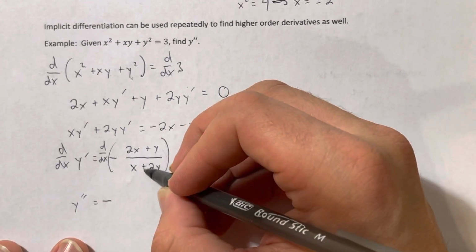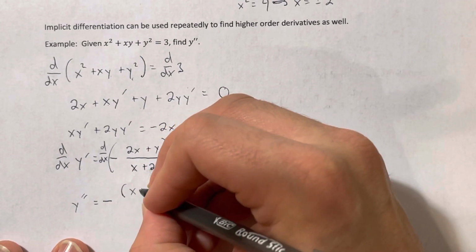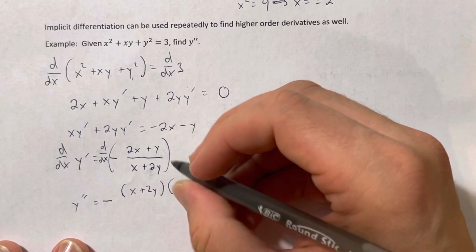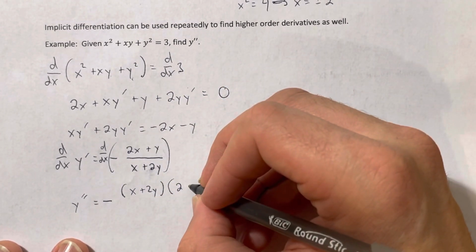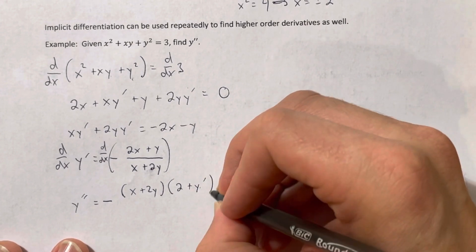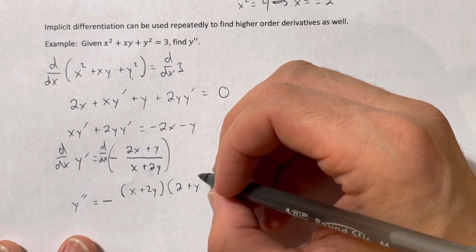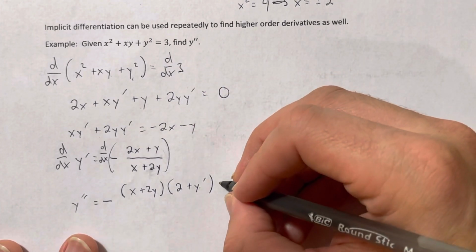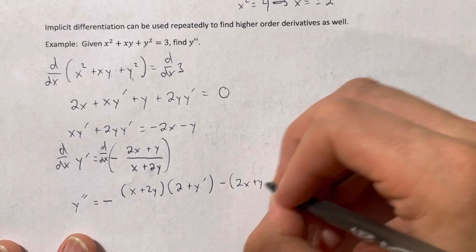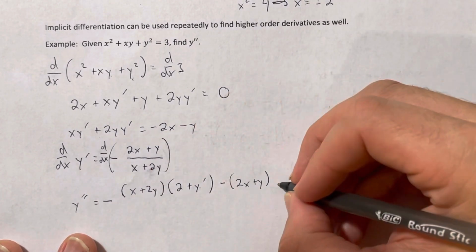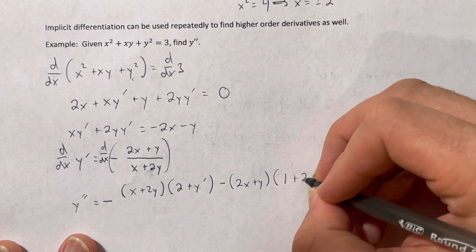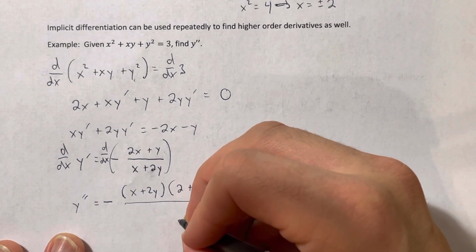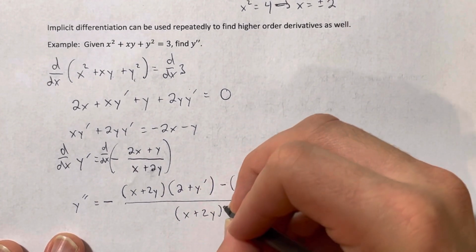So I use my bottom function times the derivative of my top, (x plus 2y) times the derivative of the top, that would be 2 plus the derivative of y, which would be y prime, minus the top function times the derivative of the bottom, so minus (2x plus y) times the derivative of my bottom function, 1 plus 2y prime, okay? All over my bottom function squared, (x plus 2y) squared.